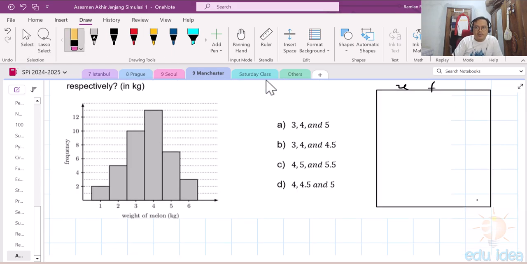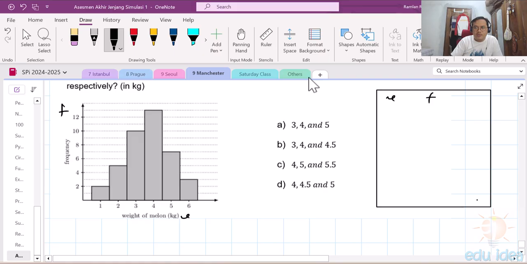So what we have from the graph is the x value, which is the weight of the melon. Let's name that x. This is the x value, and then this is the frequency. Let's name it f. We also need one more, which is the cumulative frequency. This is going to be very helpful for you to find the quartiles and also the median.